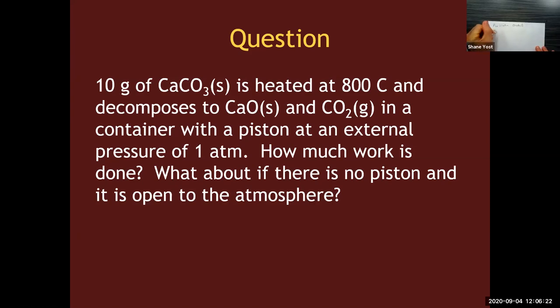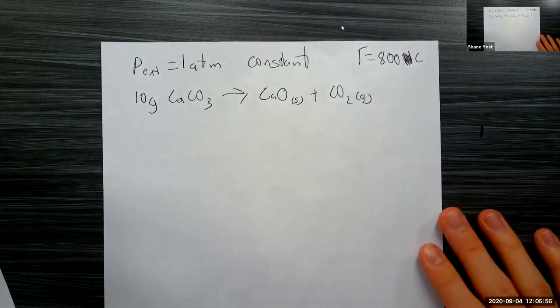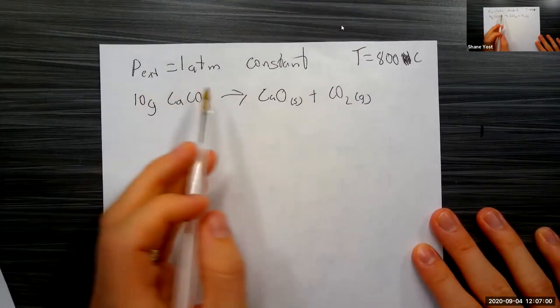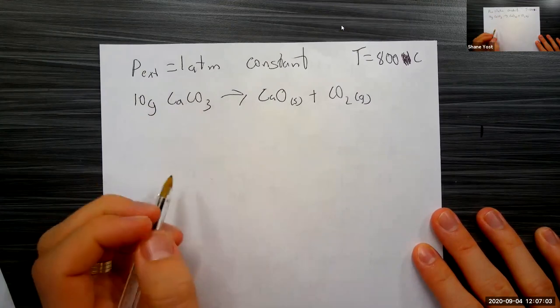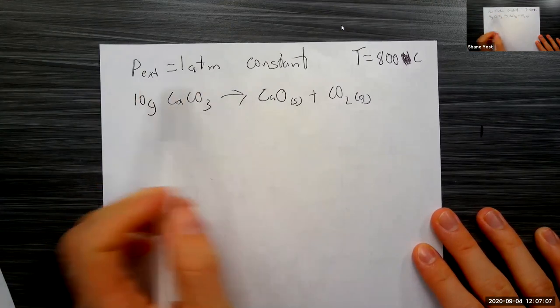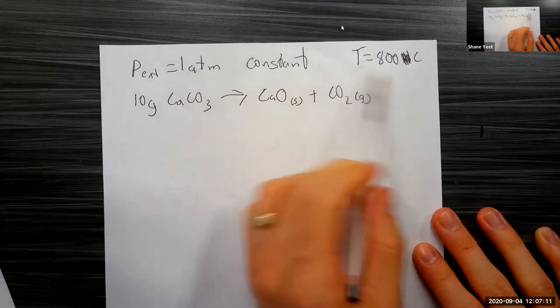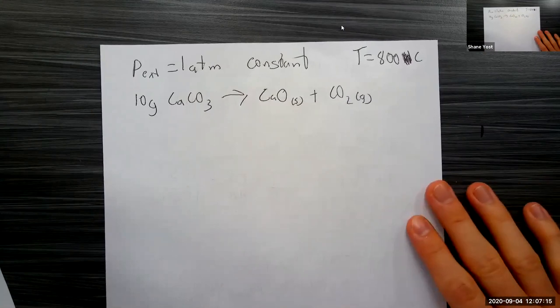I'm dealing with 10 grams of calcium carbonate, and that decomposes to calcium oxide, solid, plus CO2 gas. Temperature here is 800 Kelvin, oh, Celsius, thank you so much. It's Celsius that will make a difference in the answer. So this is the information in the problem that's given: my mass of calcium carbonate that I'm decomposing, my external pressure that I know is constant, and my temperature of 800 degrees Celsius.